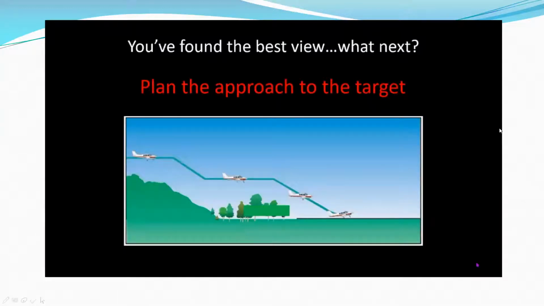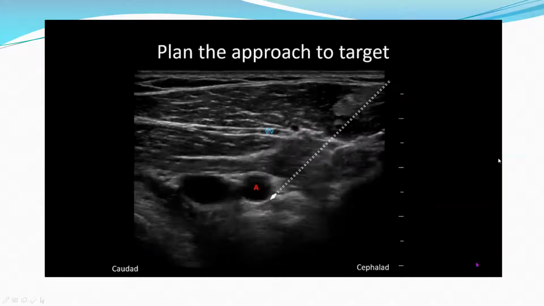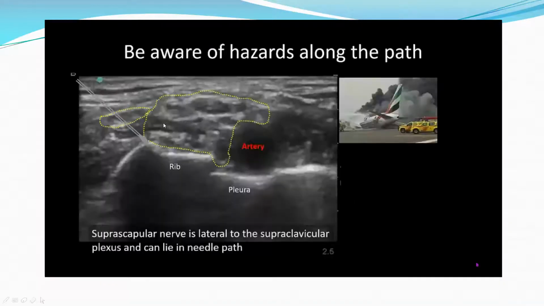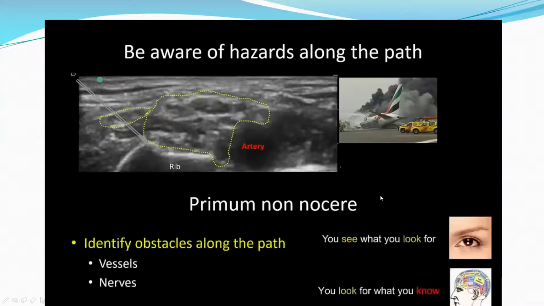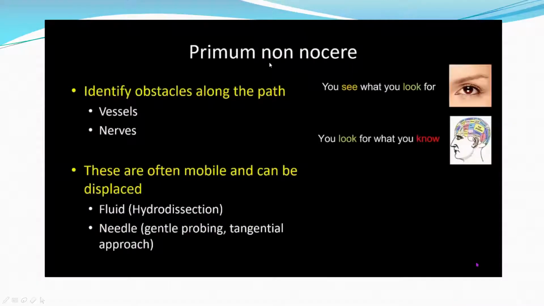Now after seeing the target, we have to plan the approach. After seeing the image, we have to plan where we have to do our needling from, which side, and which are the structures which lie in the path, so we can avoid injury to those structures. Like in this image, we can see while giving supraclavicular plexus block, there is the suprascapular nerve which lies in the path of the needle. So we have to see the structures lying in the needle path and avoid harm to that. Primum non nocere, which means to do no harm first, then do the further things.